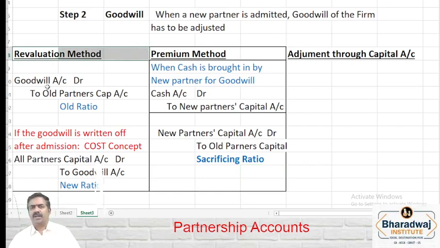Simple. Practically also, when the partners agree for revaluation, go for the first method. When the new partner agrees to bring in cash for goodwill, now go for which method? Second method.